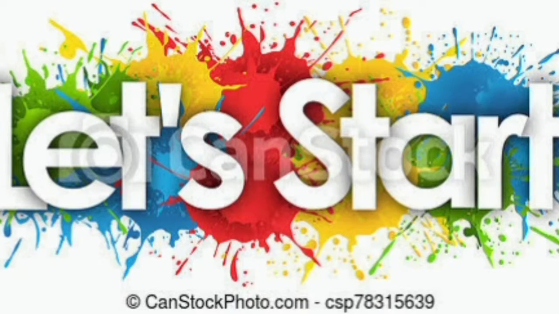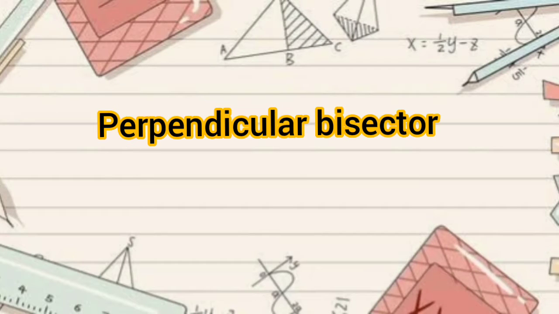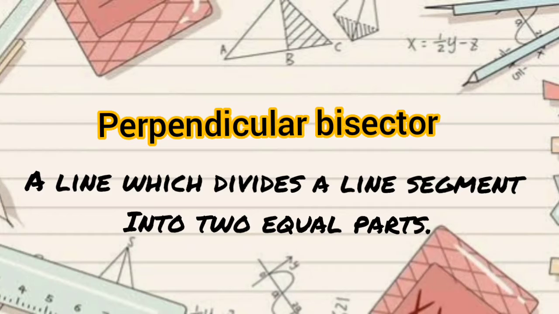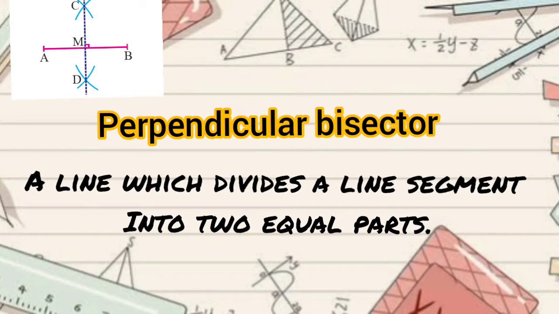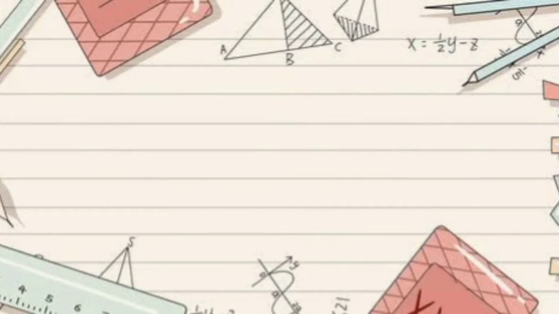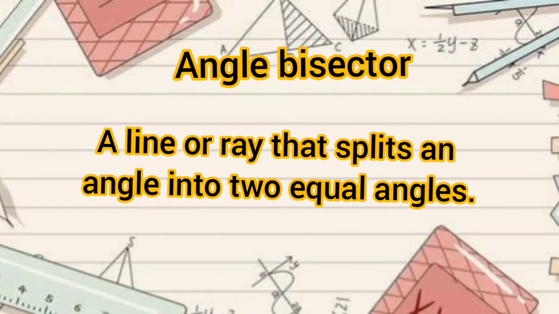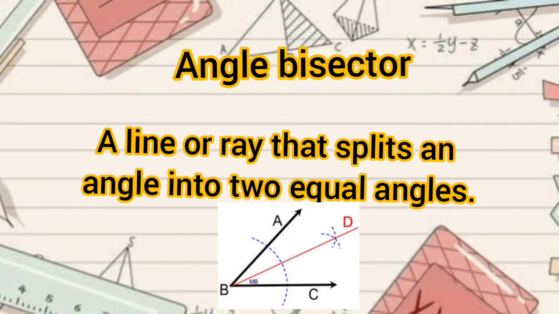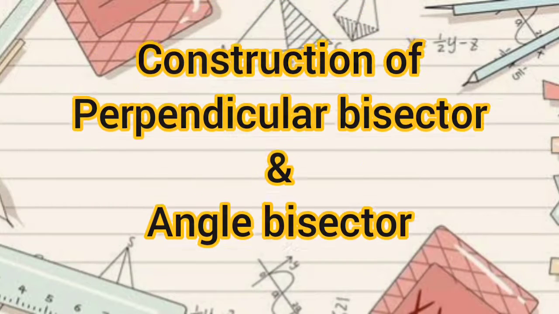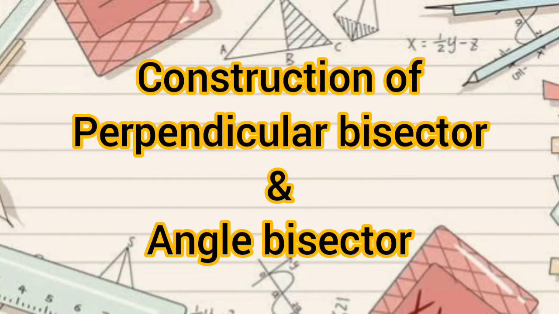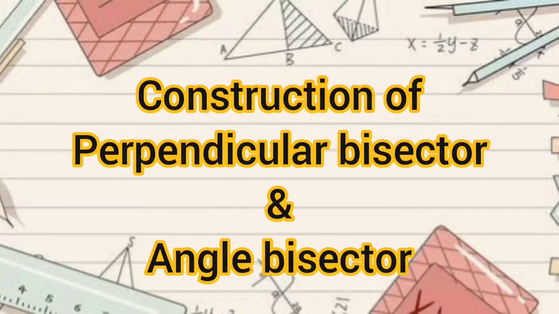Today we are going to discuss how to construct a perpendicular bisector and an angle bisector. Let's start. What is a perpendicular bisector? A line which divides a line segment into two equal parts. What is an angle bisector? A line or ray that divides an angle into two equal parts. Now let's see how to construct a perpendicular bisector and an angle bisector.